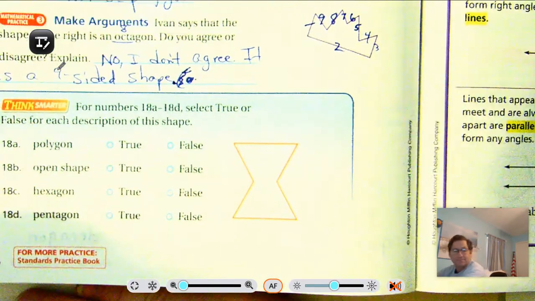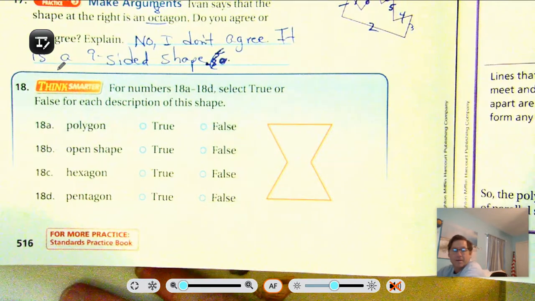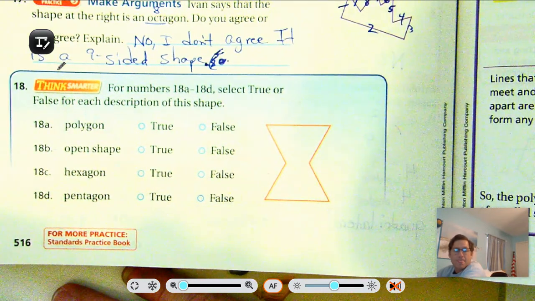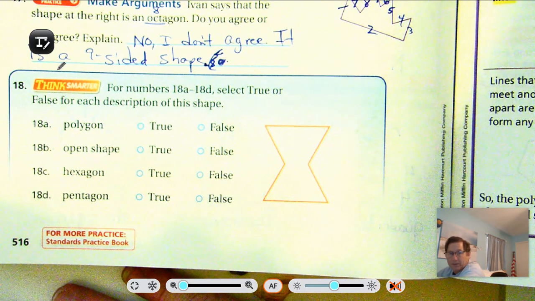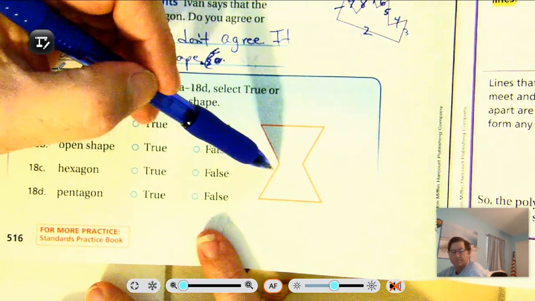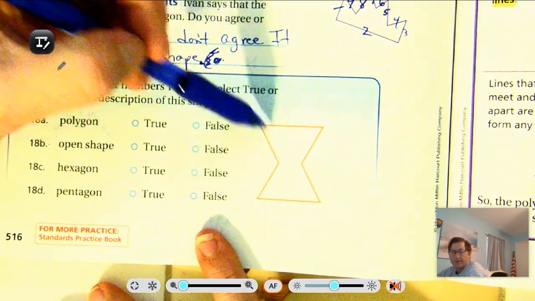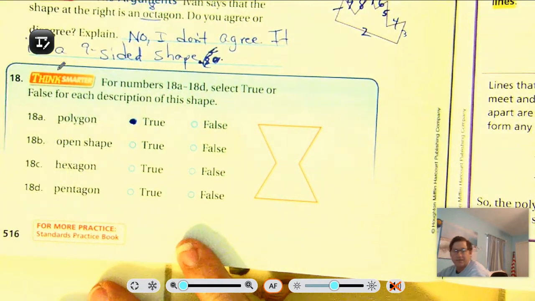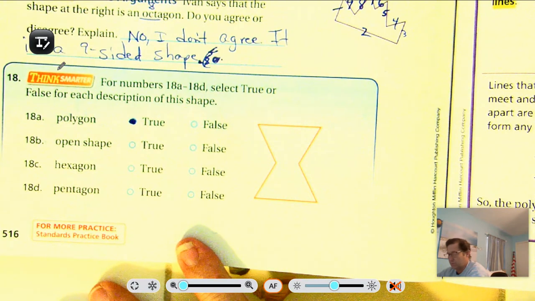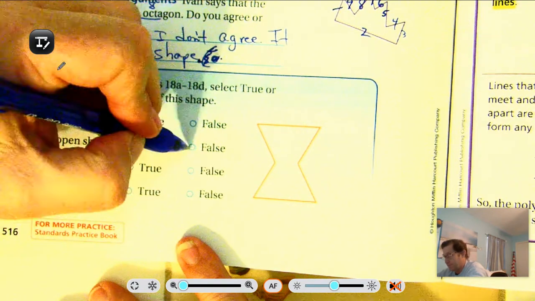And 18. True or false? 18A. Is 18A a polygon? It is closed. It is only made up of line segments. True. Is it an open shape? No. Because if it's a polygon, it can't be open.